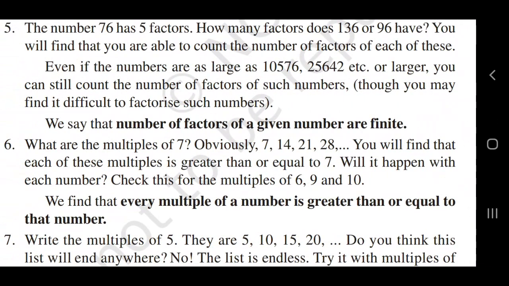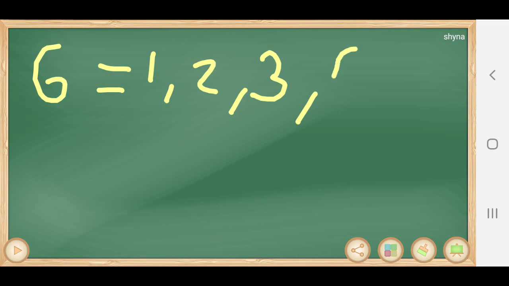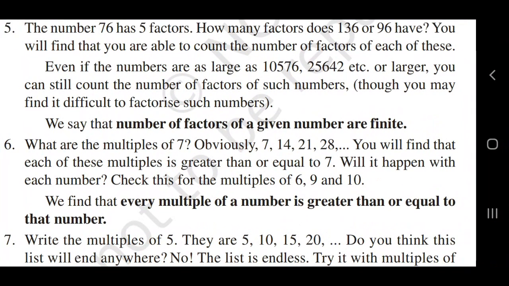Then next, the number of factors of a given number is finite. That is also very easy to understand. If you take the number 6, its factors are 1, 2, 3, 6. If you take the number 8, 1, 2, 4, 8. Finite means countable, a very small number that we can count. So the factors of a given number are finite, countable.